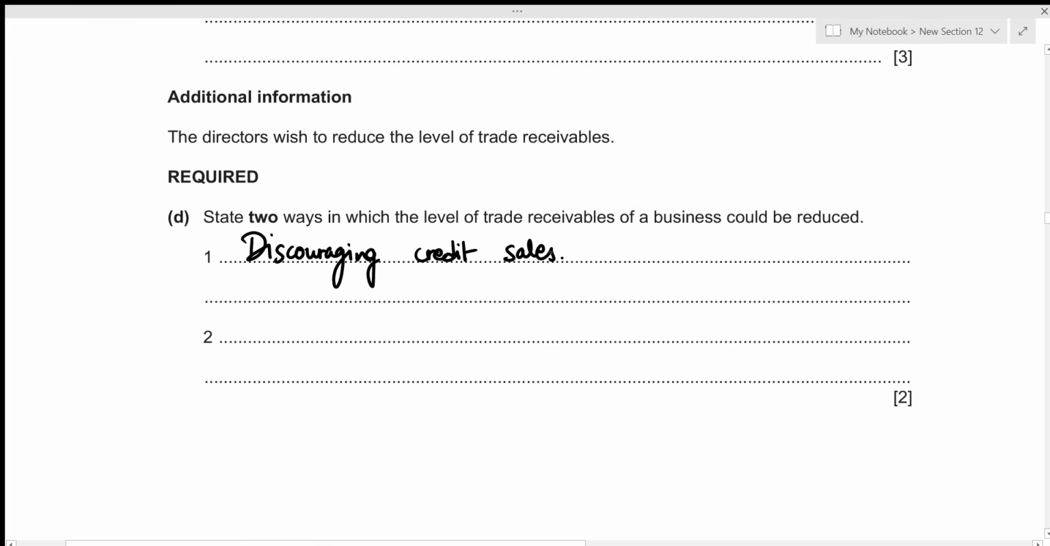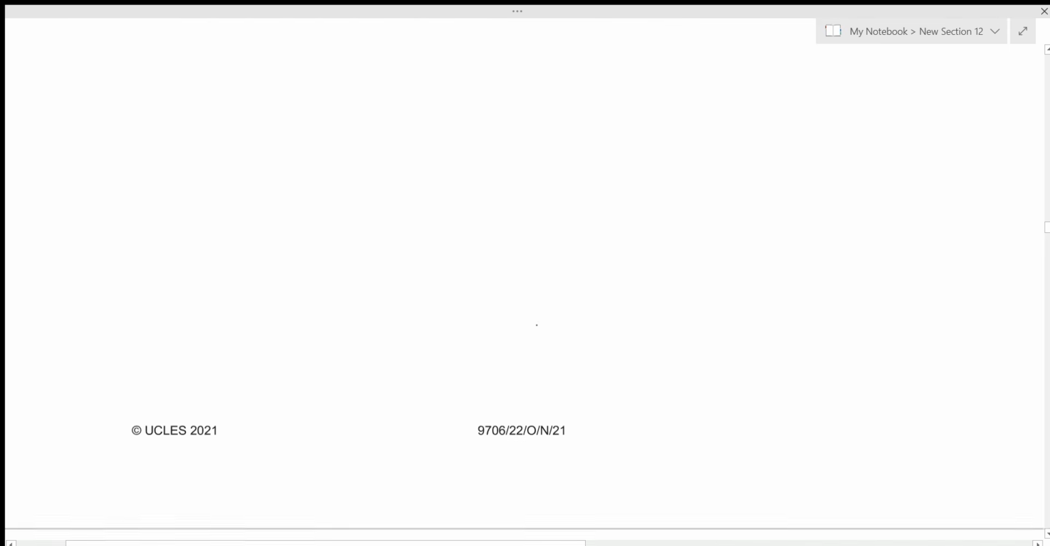And the second one would be to have an effective credit control. So if we're talking about credit control, it means following up with our credit customers regularly and asking them to make the payments promptly by giving out some discounts or some sort of incentives, right? So we can just write it down as improving credit control. This concludes our fourth part. Let's move to the fifth one.